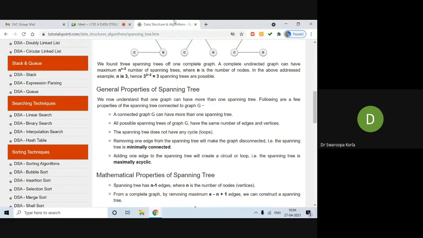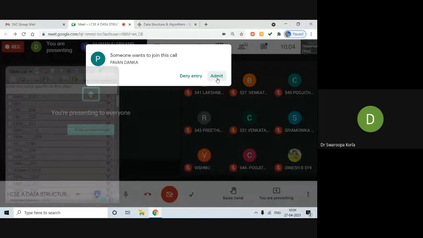Make a note, I'll be explaining with an example. The spanning tree does not have any loops or cycles. Removing one edge from the spanning tree will make the graph disconnected. That is, the spanning tree is minimally connected. We'll practice all of this with examples, don't worry. Adding one edge to the spanning tree will create a circuit or loop. That spanning tree is maximally acyclic.